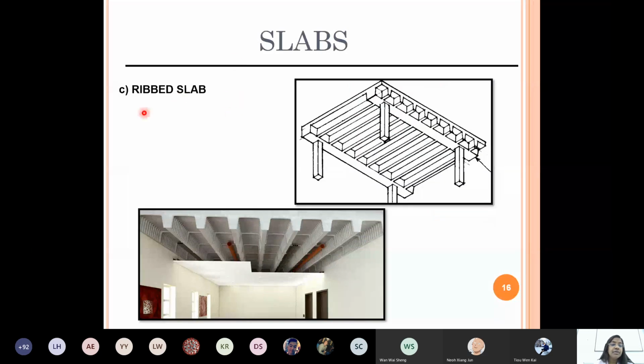Ribbed slab. See here, these types only have beams, runner beams. All the beams are small beams. By reducing the thickness of the slab, they have more number of beams, and even the beams are of different design. See the beams of different design.